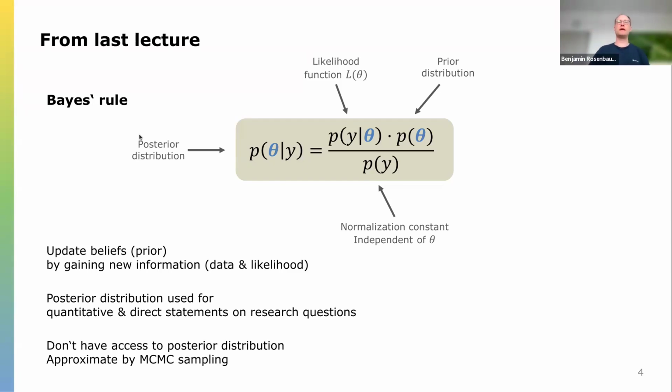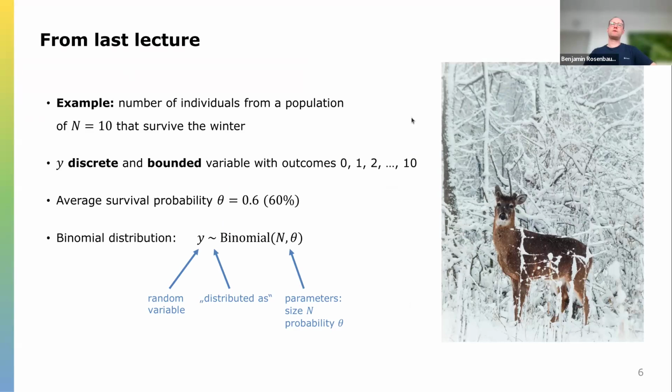You can think of it like this: because it is prior times likelihood, you have maybe some information about your parameter, that's the prior, and you update this by the information of the data, which is the likelihood function. And then you can make quantitative statements on your research hypothesis. However, we don't have access to this function itself, but we can sample from it by MCMC.